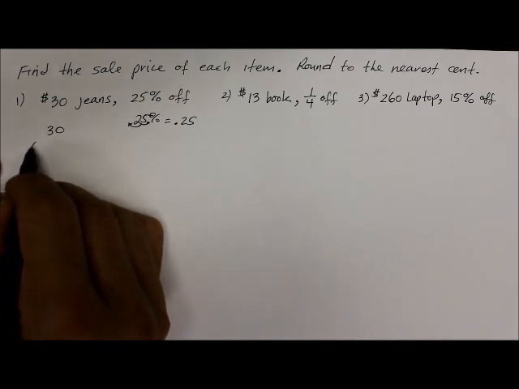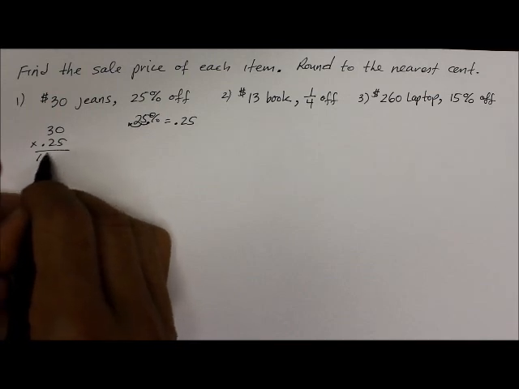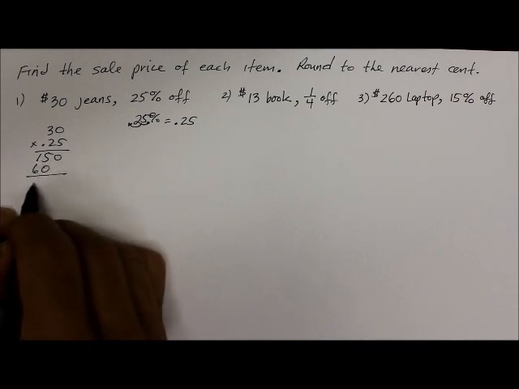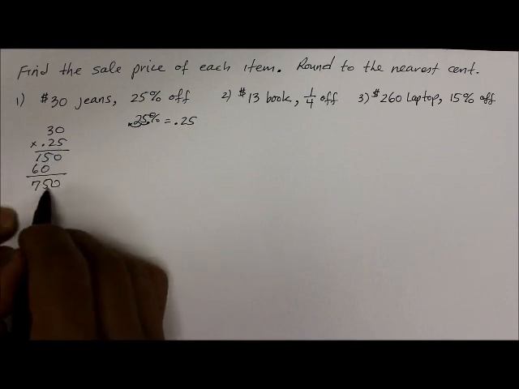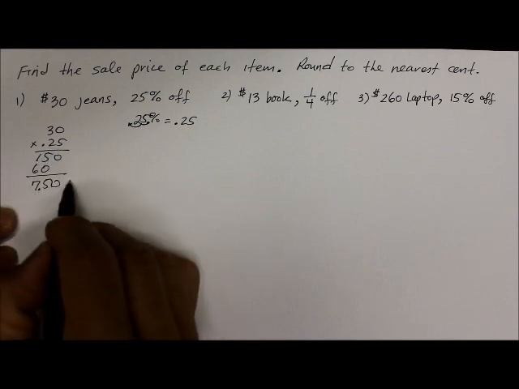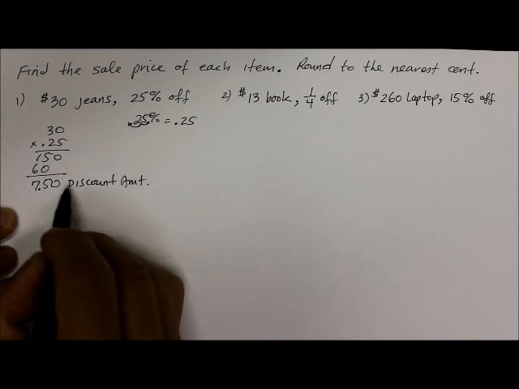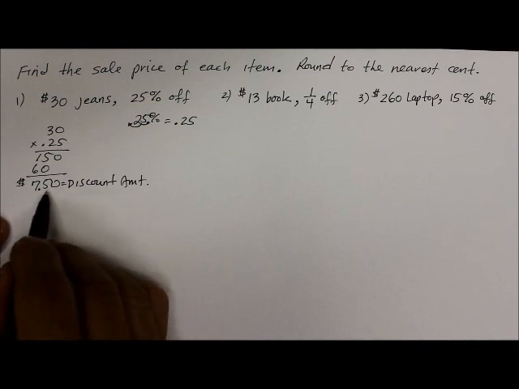So $30 times 0.25. And when we do that, this one's going to be 15 with a 0. And then it's going to be 6 with a 0. And when we add it, we get 750. But there were 2 decimal places, so 1, 2. So the discount amount is $7.50. That's the discount you get. Woohoo! So what do you do with the discount amount?